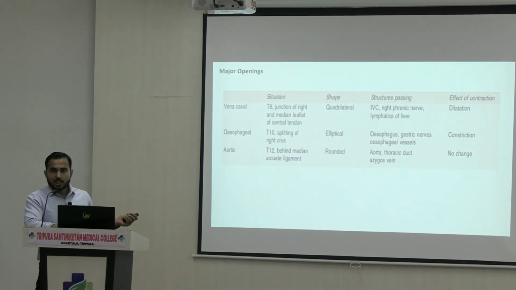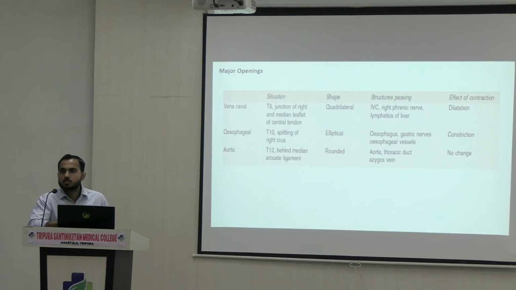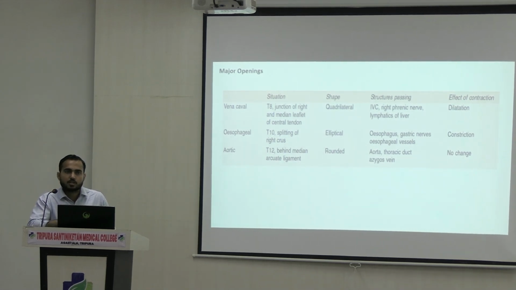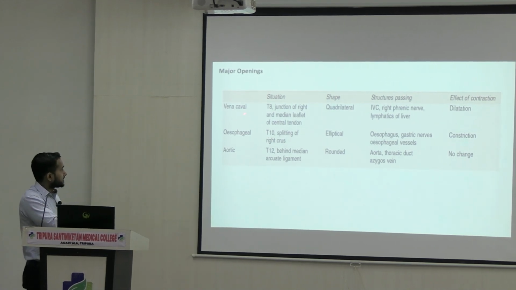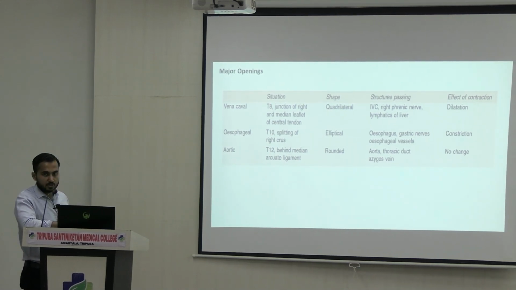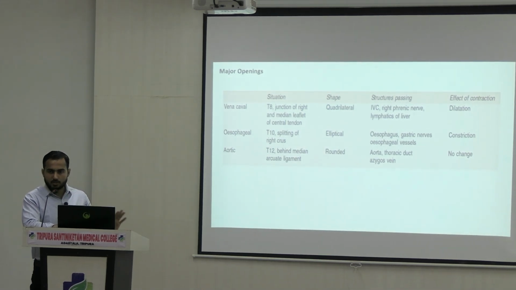Now there is a chart, and in this table you can see all the major openings. One thing which you have to know is the action of the diaphragm on those major openings when the diaphragm is contracting. We know that it is made up of skeletal muscle, so contraction and relaxation are there. Now as I said, 3 openings are there: vena cava, esophageal and aortic. At which level are they lying? At the level of 8, 10 and 12 thoracic vertebrae. Where they are situated, whether on the midline, right side or left side, I have already shown you.